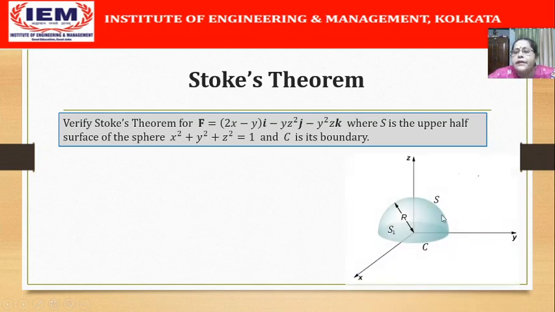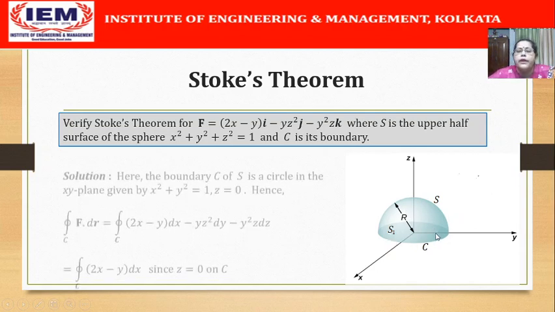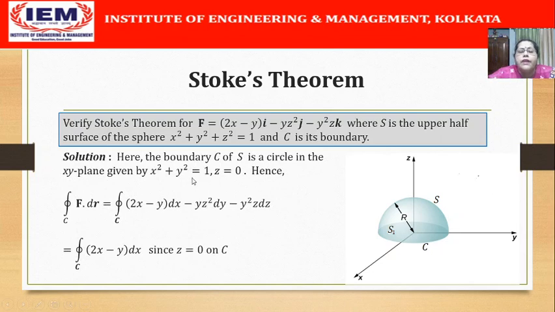So this is like this. Here we see S, the upper half surface of the sphere, x squared plus y squared plus z squared equal to 1, and C is the boundary of this hemisphere, which is of course a circle of radius 1 on the xy plane. So C will actually be represented as x squared plus y squared equal to 1, z equal to 0.